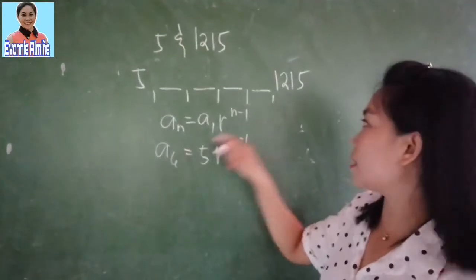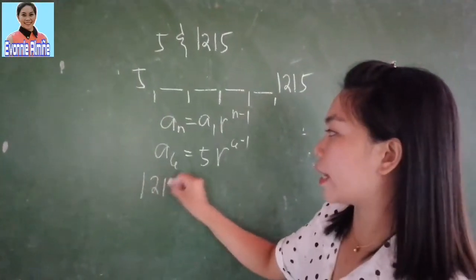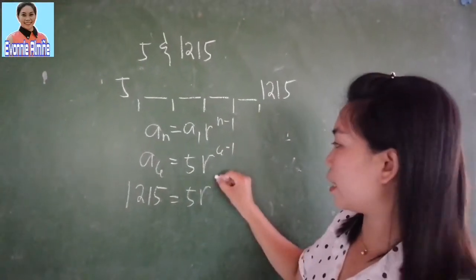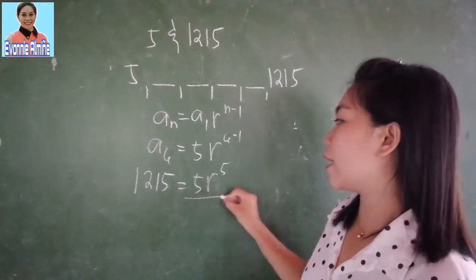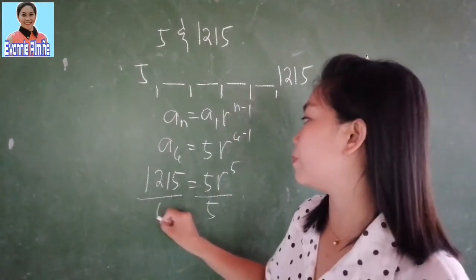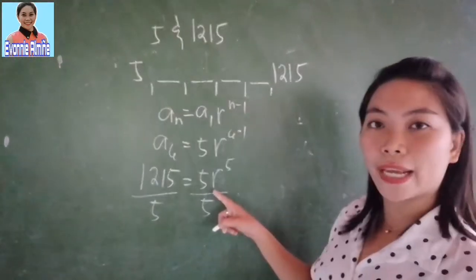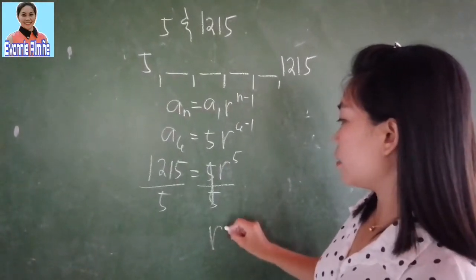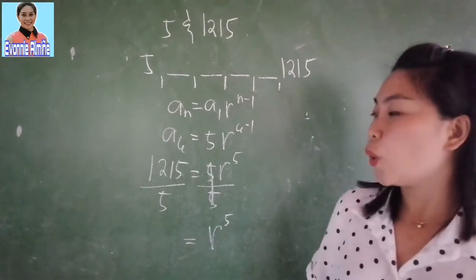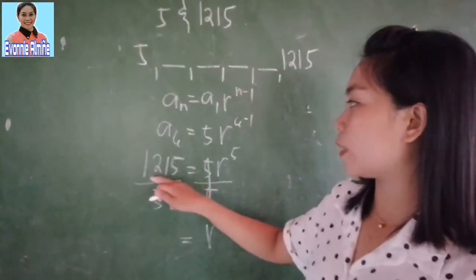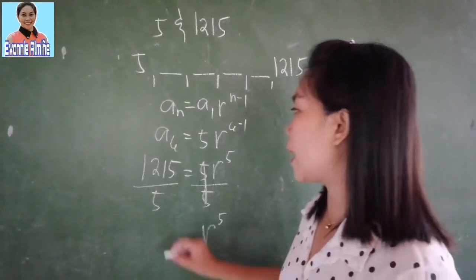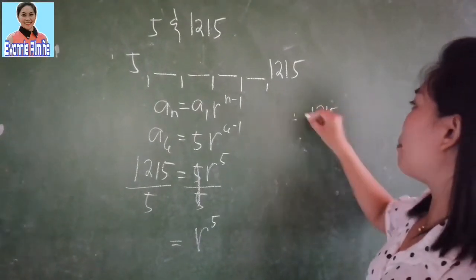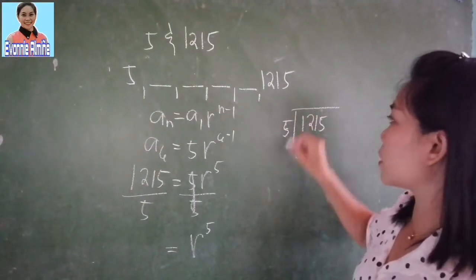Substituting the value of a sub 6, which is 1,215. So, bring down 5r. Then, 6 minus 1 is 5. Then, divide both sides by 5, para yung numerical coefficient ni r will be 1. So, r raised to 5 is equal to, what is the answer in dividing 1,215 by 5? Okay, i-divide po natin para hindi po tayo magkamali. Para sigurado po tayo sa sagot natin.